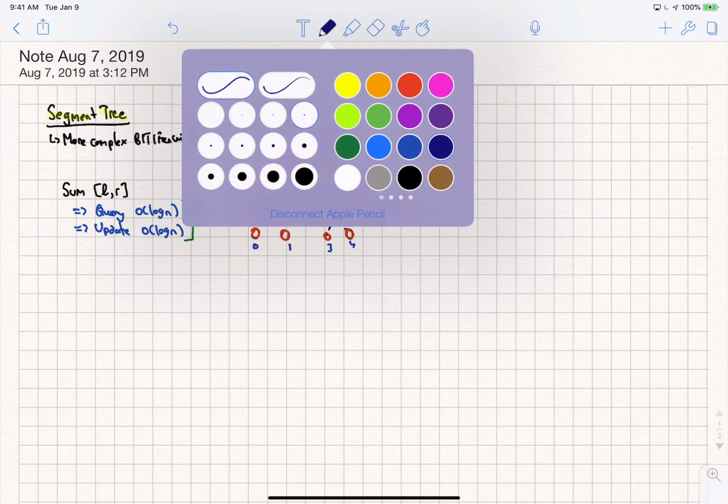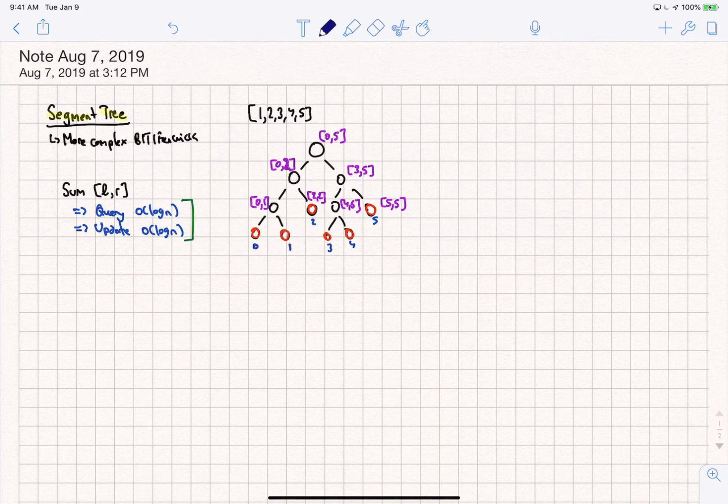So first of all, one fact is that the height of this tree over here will be O of log n. Okay? Now why is that? Because the ranges are being divided every time. So if I have a range, let's say n, then it becomes n over 2, n over 4, and so on until it gets to 1, which implies that we're going to have an O of log n bound on this height.